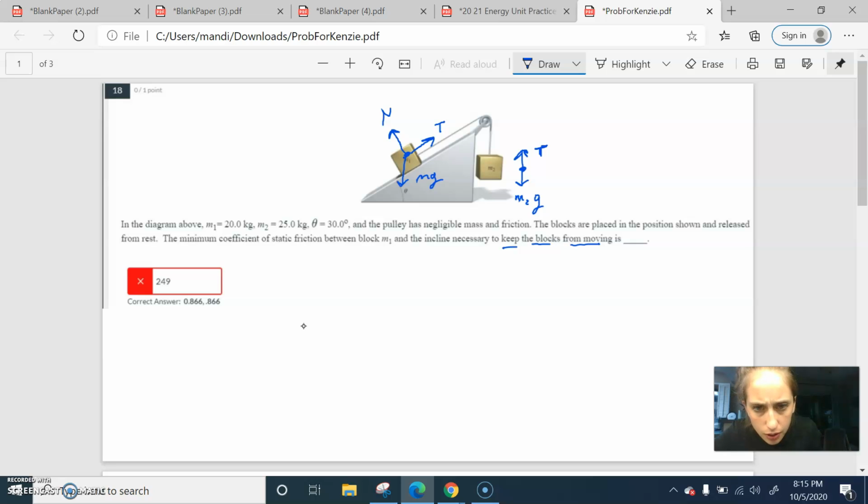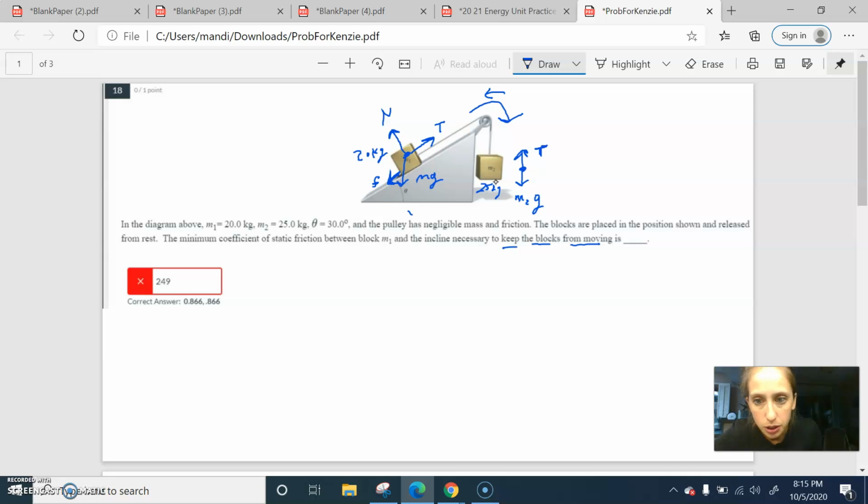Okay, it says this one's 20 kilograms, this one's 25 kilograms. So that one's heavier. So if there was no friction, this thing would be going that way. But since there is friction, it's holding us back and going this way. So friction must be going this way. Okay, that's not a given. Maybe it could have gone the other way. We had to logic that through.